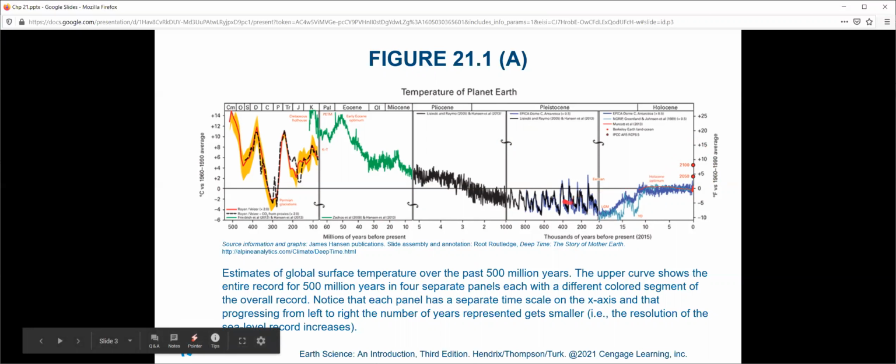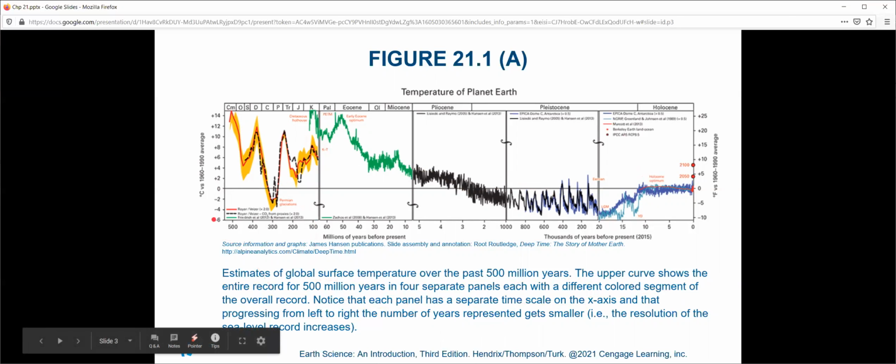The color of the line changes, as set up here at the top, based on where the information is coming from. So we have, as said here, this blue part from measurements in Antarctica. These red dots here are Berkeley Earth land and ocean measurements, and then back here, various papers and what have you. And then we get down here into very much approximations. Estimates of global surface temperature over the past 500 million years. The upper curve shows the entire record for 500 million years in 4 separate panels, as I said previously. Notice that each panel has a separate time scale on the axes, like I told you.